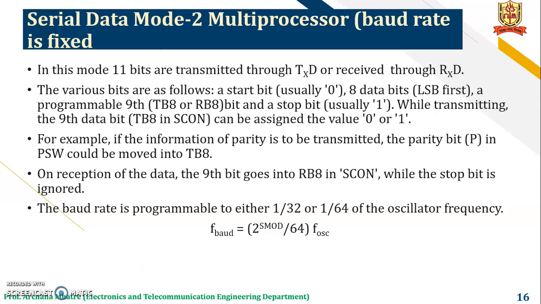While transmitting, the 9th data bit can be assigned the value 0 or 1. For example, if parity information is to be transmitted, the parity bit P in the PSW could be moved into the TB8 bit. On reception of data, the 9th bit goes into RB8 in SCON while the stop bit is ignored. The baud rate is fixed and it is calculated by F baud is equal to 2 raised to SMOD divided by 64 times the oscillator frequency.